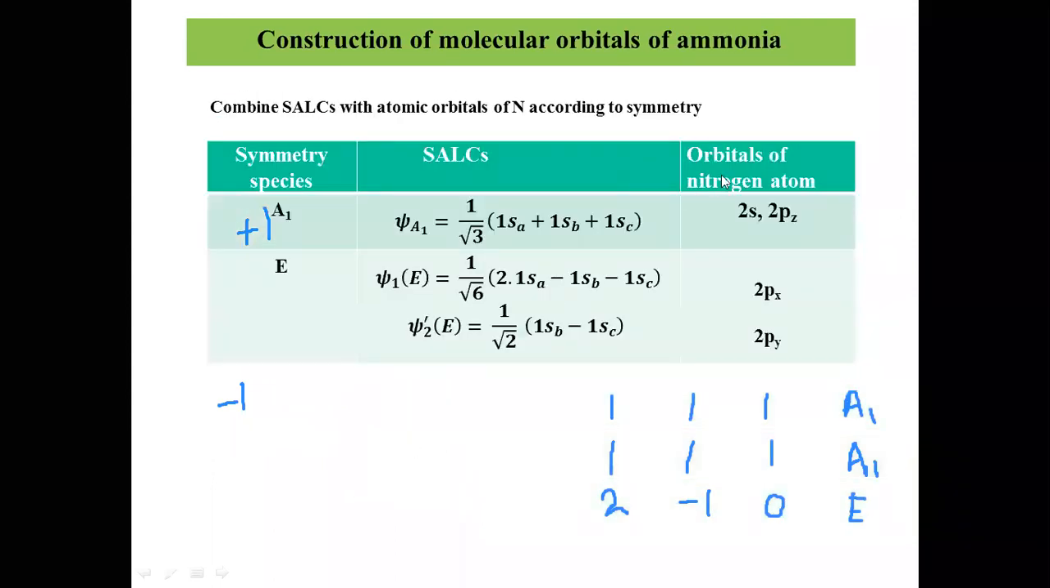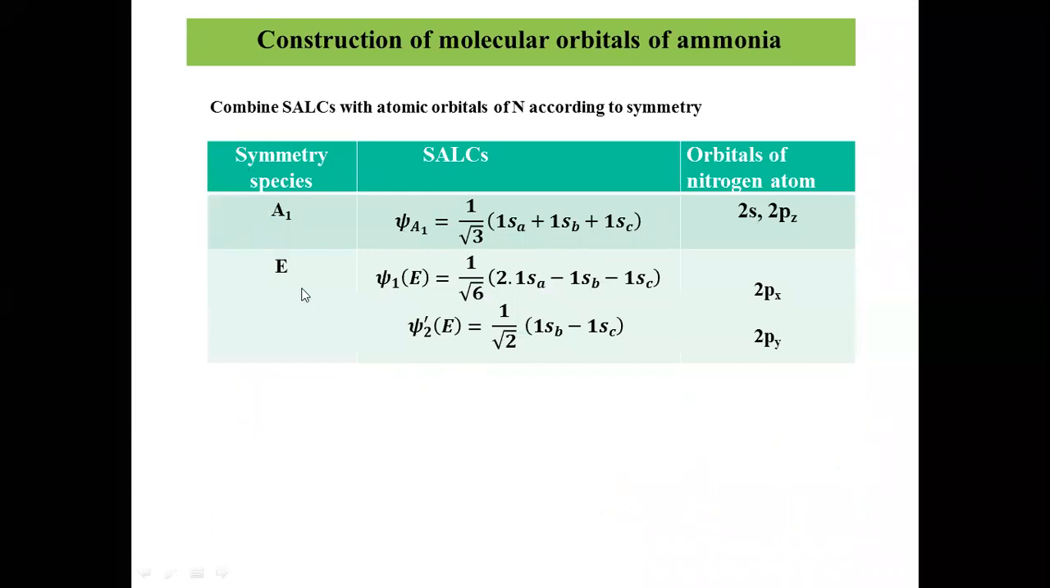So if we come to this, here I have just listed those SALCs of different types and the atomic orbitals of nitrogen of different types. Like A1, my SALC was this combination, all positive combination, 1 by square root of 3. Now, for nitrogen, I'm having 2s and 2pz. So when I form the molecular orbital, because they belong to the same symmetry, I have to take the linear combination of all these three.